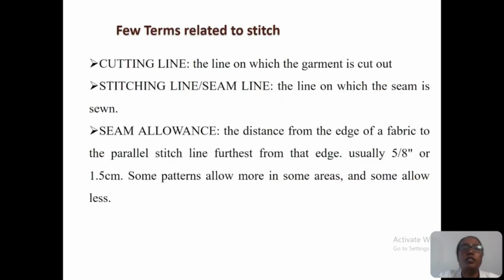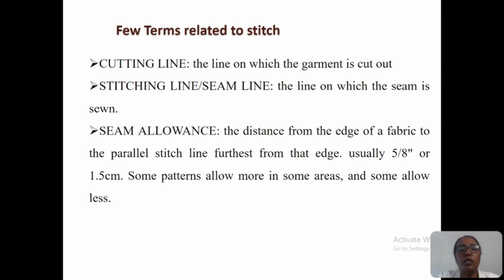A few terms related to stitch or seam: cutting line, stitching line or seam line, and seam allowance are terminologies that can occur in the stitch or the seam. A cutting line is the line on which the garment is cut out. The stitch line or seam line is the line on which the seam is sewn.